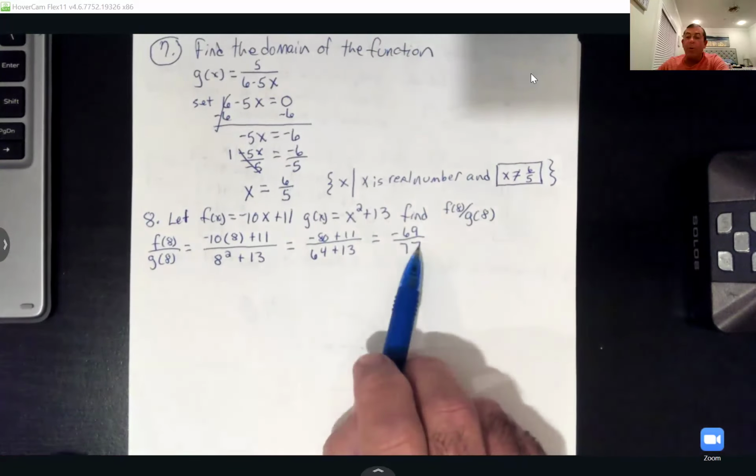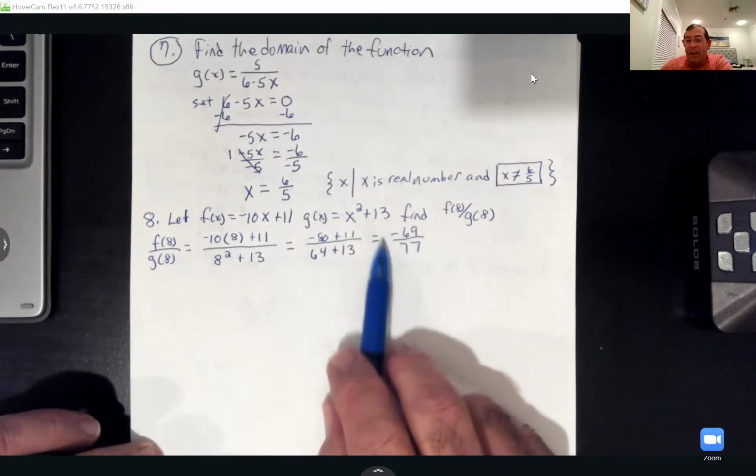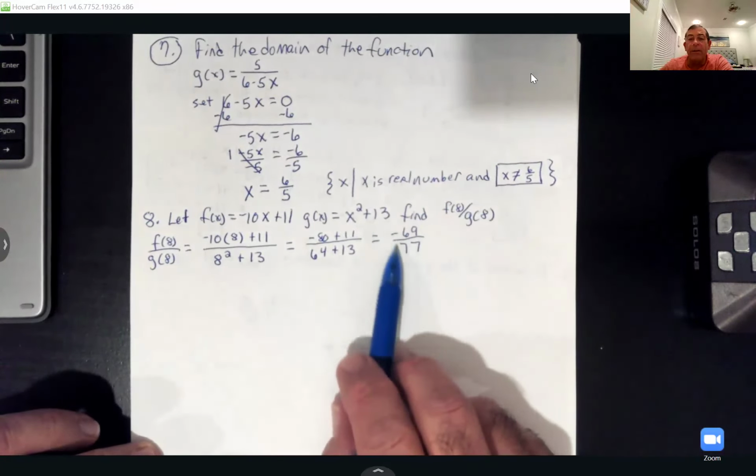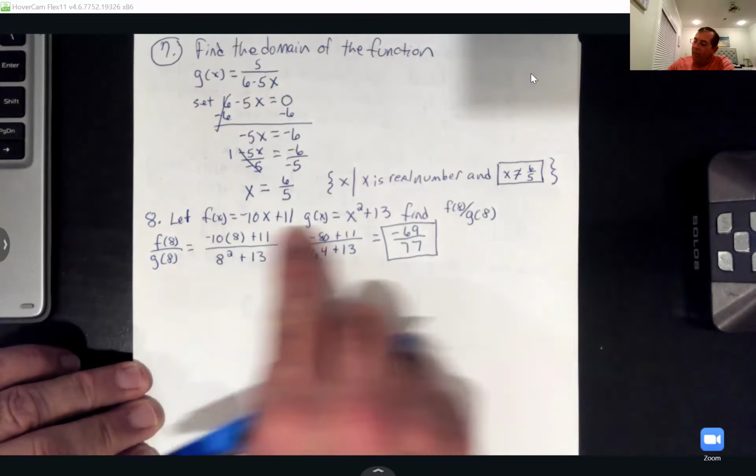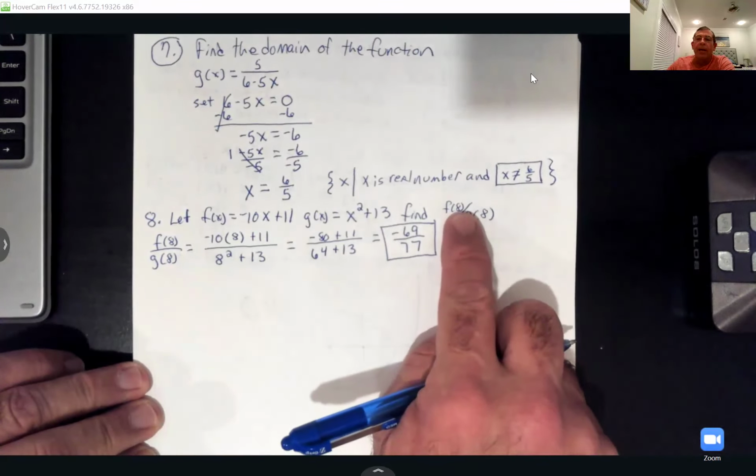And at that point, I would try to reduce this if I could. But I don't see any factors, I think, that are in common on that top and bottom. So at this point, negative 69 over 77 would be my final answer. Okay, so they're giving you the numbers to plug in. So just plug in your numbers and do your order of operations to it.